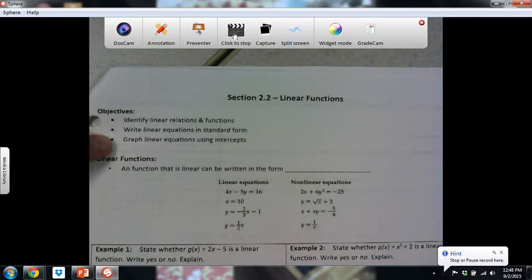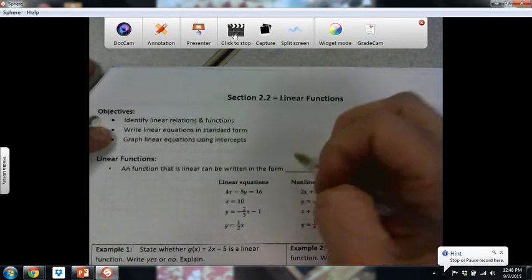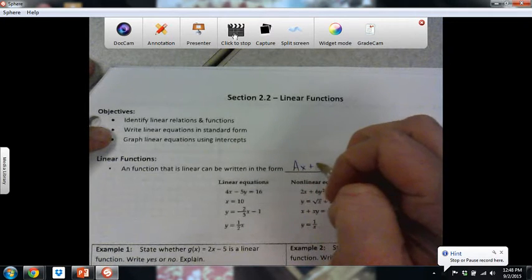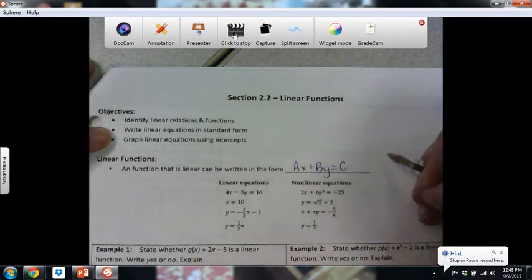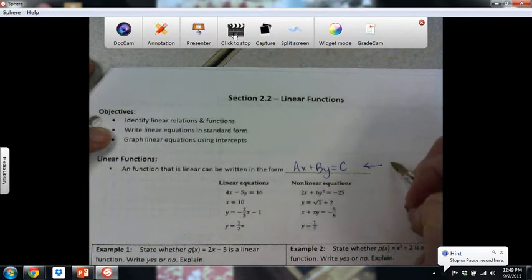Linear functions were just one type of parent function that we focused on when we talked about transformations, but we're going to get into more details with linear functions here today. First it says linear functions are functions that can be written in the format ax plus by equals c, and this is standard form.